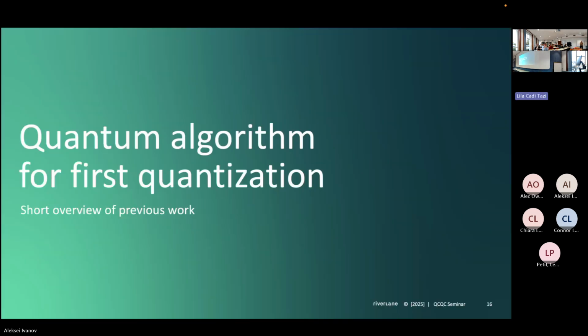Let's move now to a quick, short overview of what people did in first quantization, because as I said, people have been working on this for 30 years. It's not new.